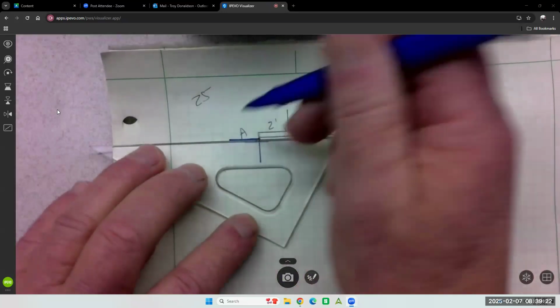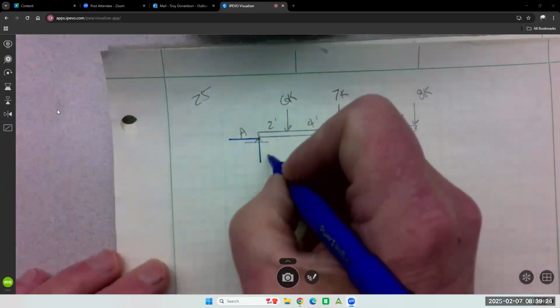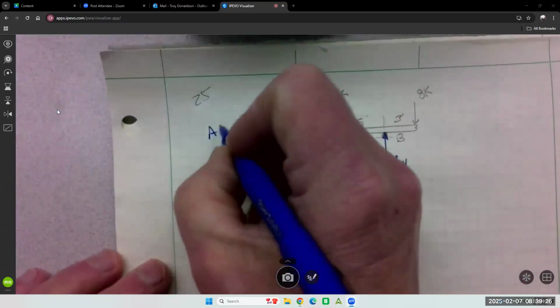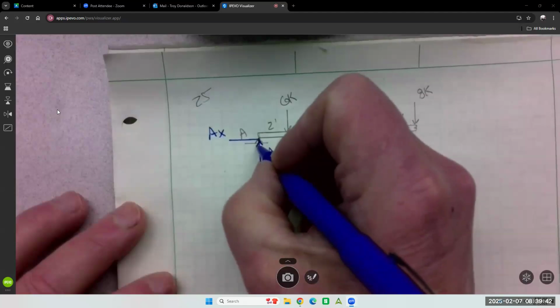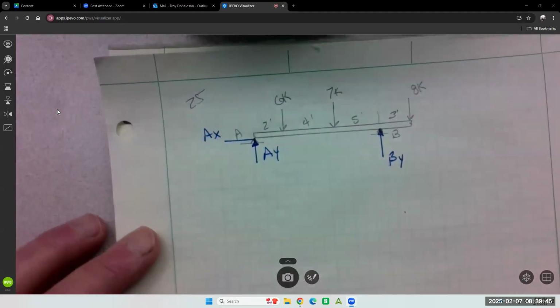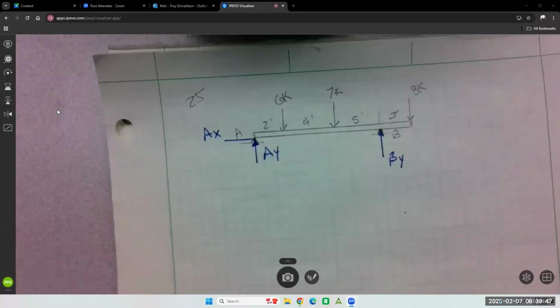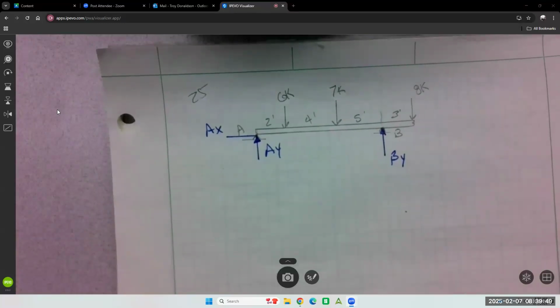So your first step on these problems is to put in these reactions, AY and AX, label them, and try to figure out their directions. Which way do you think AY goes? Oh, I already put BY up on you. But everything's coming down, right? 6K, 7K, 8K, all coming down. BY, AY are going to have to go up. What about AX?